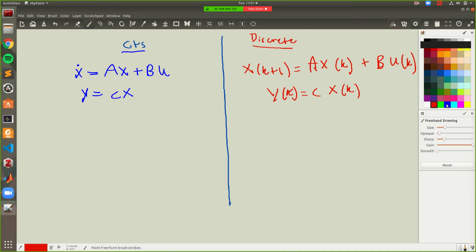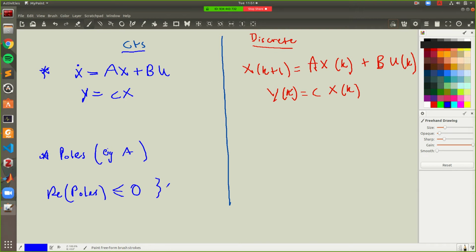The next important difference that you need to keep in mind is in terms of stability. When dealing with stability, we saw that we need to obtain the poles, which are basically the eigenvalues of A. And we saw that if the real parts of our poles are negative, the system is stable.